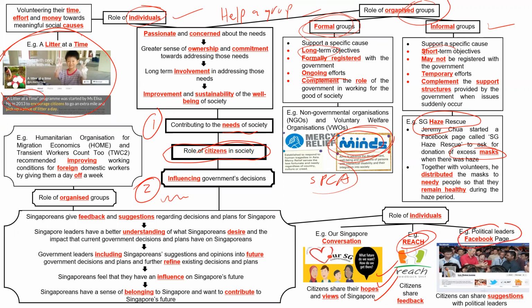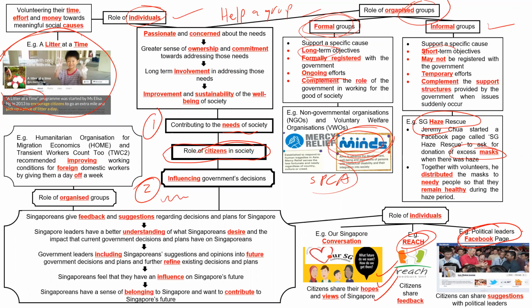Or you go to the political leaders. Obviously it's not just Facebook nowadays, you've got Instagram, you've got TikTok, or maybe not TikTok, but Facebook, Instagram, you can give feedback, try to reach out to your leaders, your MP, to tell them exactly what the problem is. Maybe there's a certain problem in your estate, maybe the dustbin is never cleared. You want to give feedback to them. As an individual, you can influence the government to do something and fix those problems. And when you do this, it's good for society because you are trying to make Singapore a better place, and other people can benefit from you giving feedback.